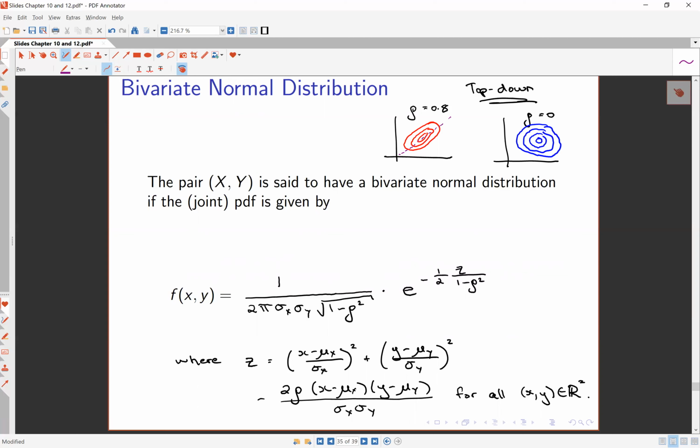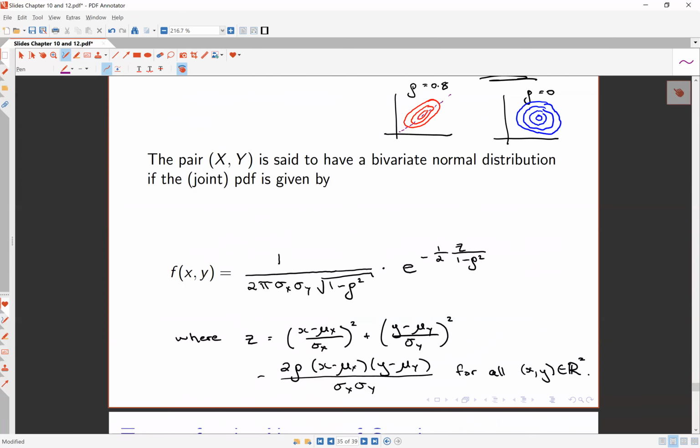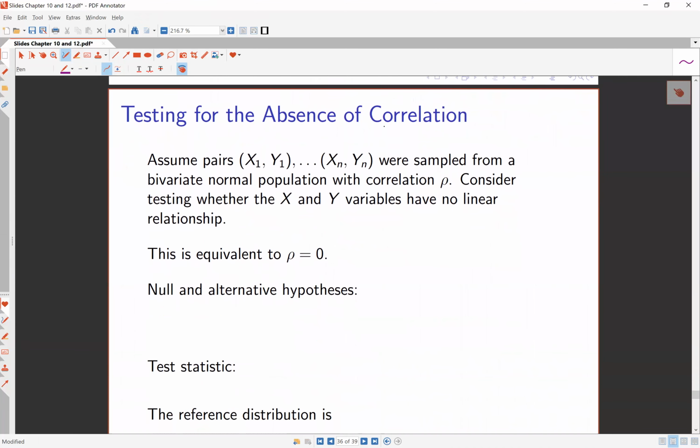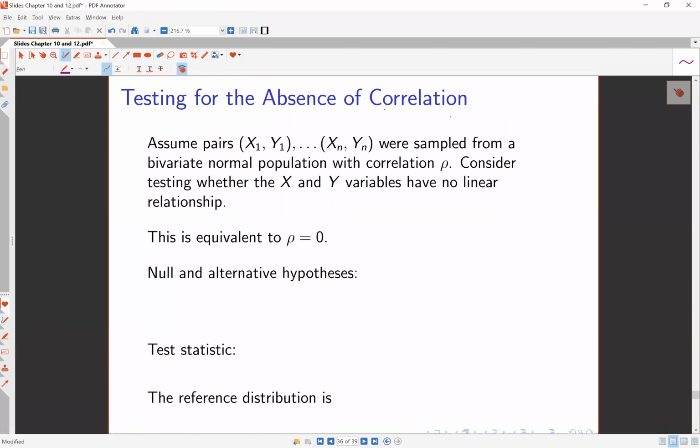Now, that being said, our focus here is firstly going to be on calculating the correlation coefficient, but then secondly, it will relate to testing hypotheses about the correlation. So we're going to develop methodology that firstly allows us to test for the absence of correlation, testing whether there is no linear relationship, which is equivalent to rho being equal to 0.